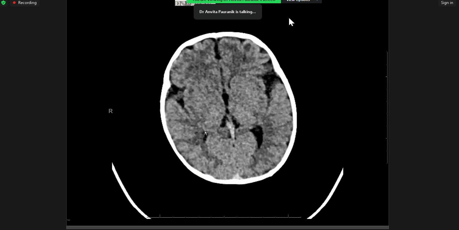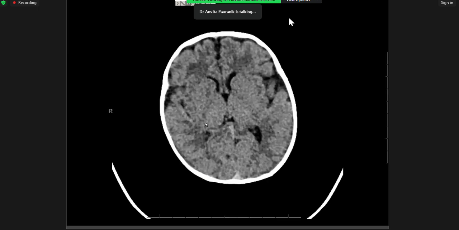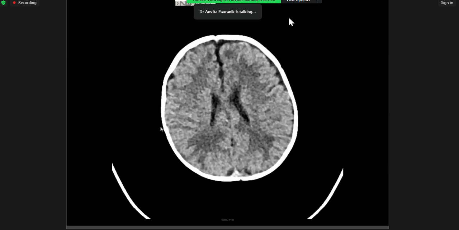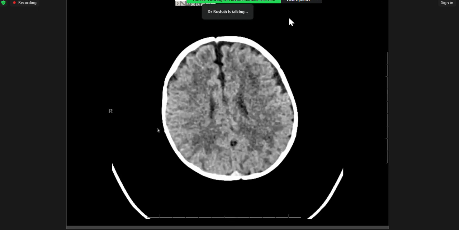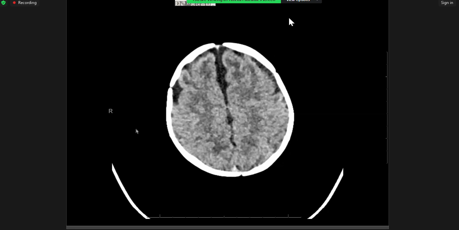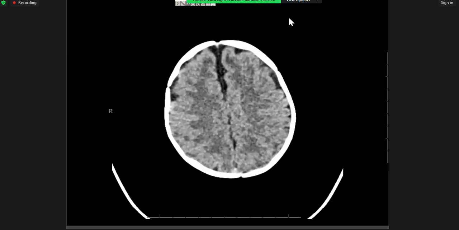And what about the thalami? What about the white matter? If you look at the deep white matter, the white matter is hypodense, ma'am. Okay, so is that normal or abnormal? The contrast between the gray and white matter is increased, ma'am.